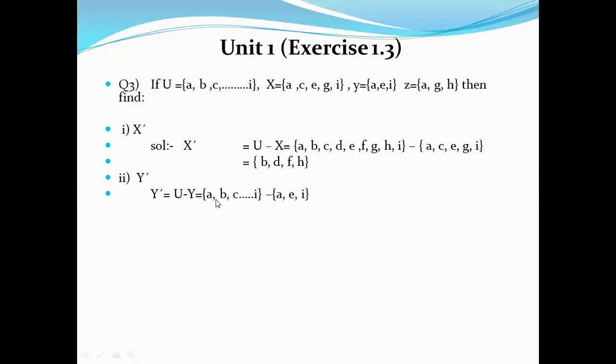U minus Y: the same universal set, we copy from the question, minus set Y, which is given in the question, we copy it here, and then we do subtraction. From the universal set, these elements A, E, I will be subtracted, and the remaining elements of the universal set will come in Y complement. These are B, C, D, F, G, and H.